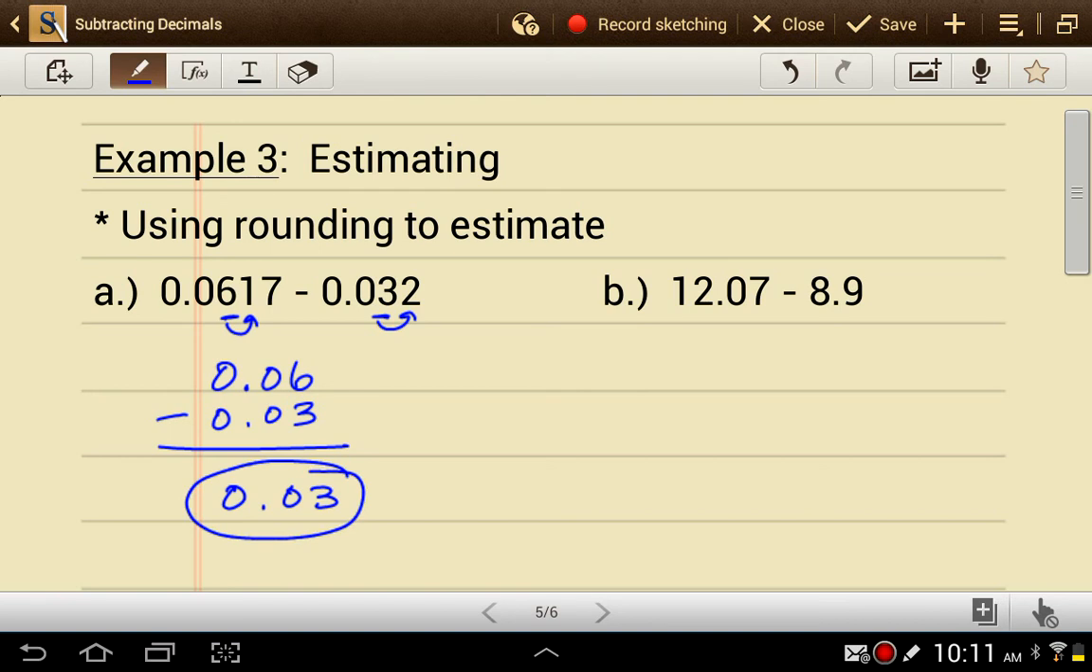Again, we are rounding. For B, I'm going to do 12.07 minus 8.9. I'm going to do the nearest whole number. So that 12 is going to stay at 12 minus the 8.9. I'm going to switch that to a 9. So I have 12 minus 9. 12 minus 9 is 3. And that is my final answer. Again, if you need to pause this, go ahead and pause this. I'm going to move on to my next slide.